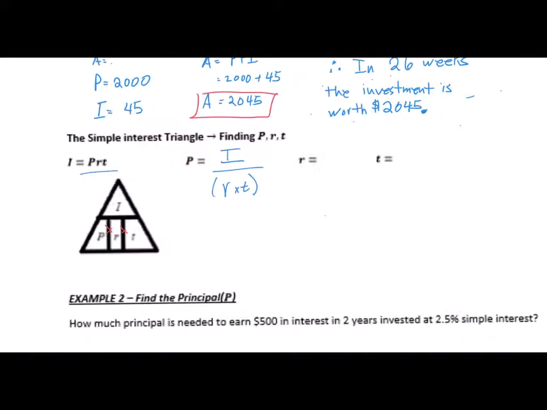Now, if I was looking for the rate, what I would do is the same thing again that we did before. We're just going to cover up the R, which means that we have I divided by P times T. So let's do that right now. So we have I divided by, in brackets, P times T.